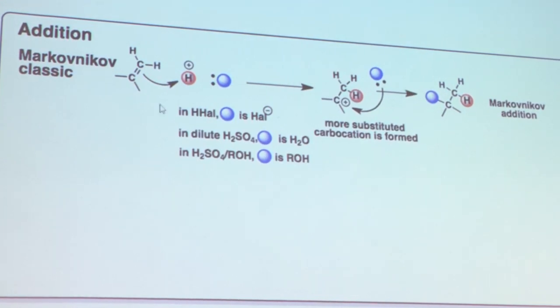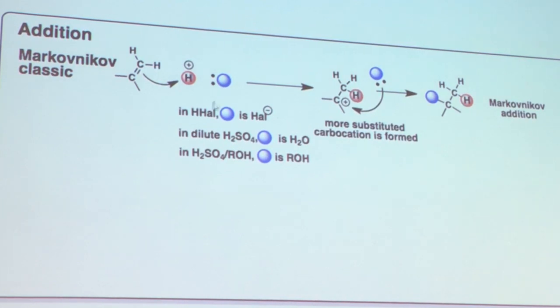And then if this is HBr, then of course the blue ball is Br. If this is HCl, then the blue ball is Cl. If this is HI, then the blue ball is I minus. If this is H2SO4 and water, then the blue ball is water. If this is a mixture of sulfuric acid and alcohol, then the blue ball is alcohol. So then the blue ball adds to that positive charge, and here you have it.